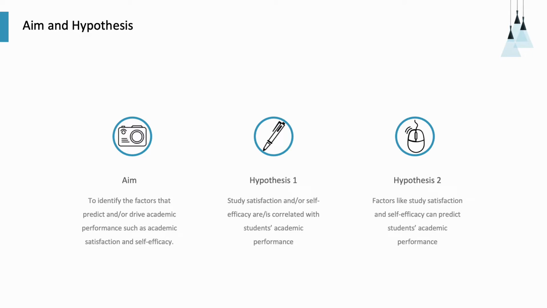Study satisfaction is correlated with students' academic performance. 2. Self-efficacy is correlated with students' academic performance. 3. Factors like study satisfaction and self-efficacy can predict students' academic performance.